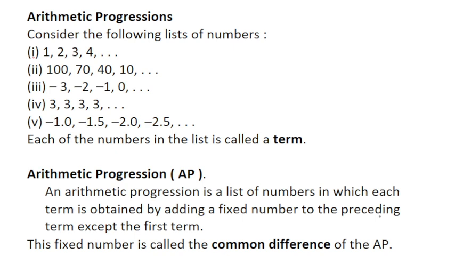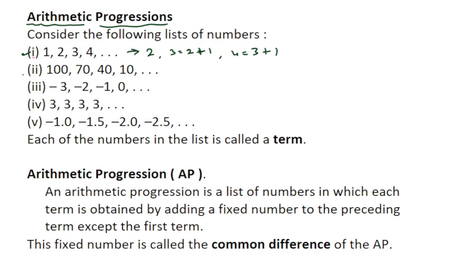Hello students, in this class we are going to deal with the topic arithmetic progression. Look at the list of numbers here. First one: 1, 2, 3, 4 and so on. Here you can observe that the second number is obtained by adding 1 to the previous number, that is 1, and the third number 3 is obtained by adding 1 to the previous number. Similarly, 4 is obtained by adding 1 to the previous number.